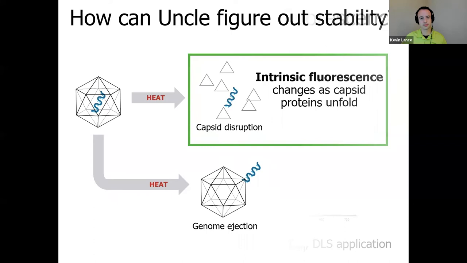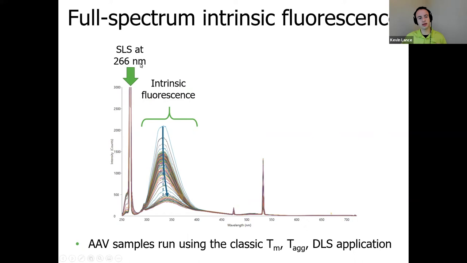What the raw data for that process looks like is this. Here we have the 266 nanometer UV laser. It's coming into the sample, and then any light that's bounced back out is the static light scattering signal. But that light is also exciting fluorescence of the AAV capsid proteins. So those capsid proteins reflect a fluorescence with the starting line here at the top. And then as the sample is heated up, fluorescence is continually gathered from the samples. And you can see that that fluorescence decreases and shifts to the right as temperature increases.